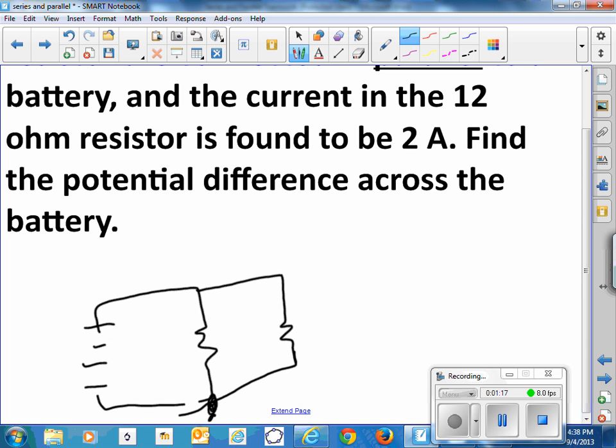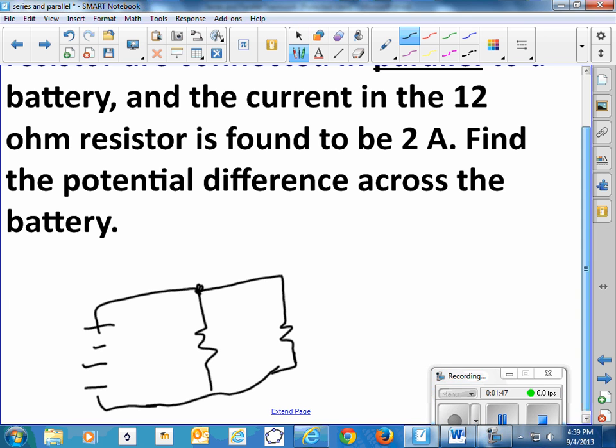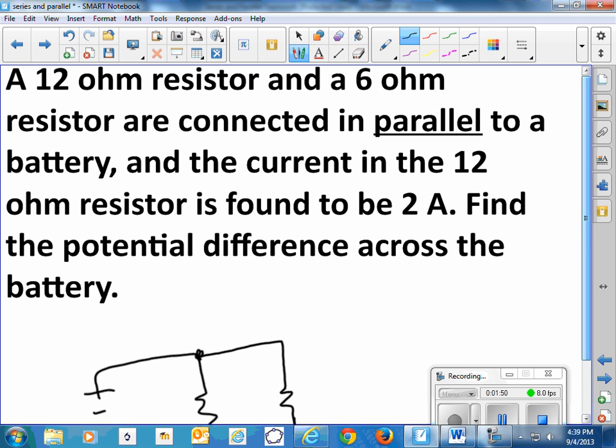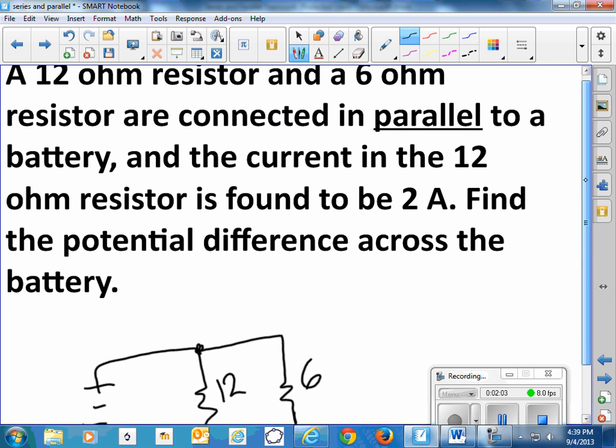So those are connected right there. That's often how they show that two wires are connected, is they put a dot. It reminds people of a solder blob. Okay, so one of these resistors is 12 ohms and one is 6 ohms. We don't think it matters right now. 12 ohms, 6 ohms. Okay, so in the 12 ohm resistor we have 2 amps flowing.